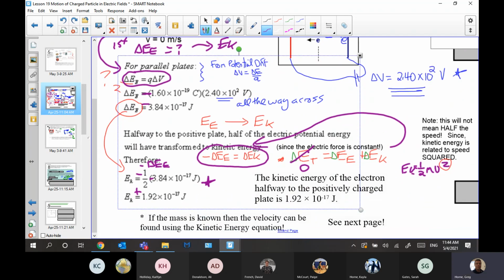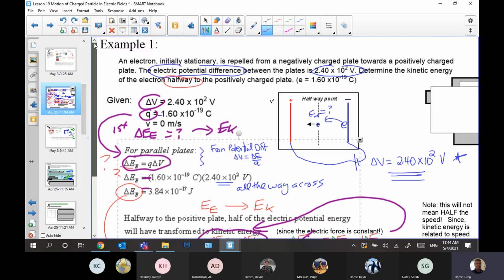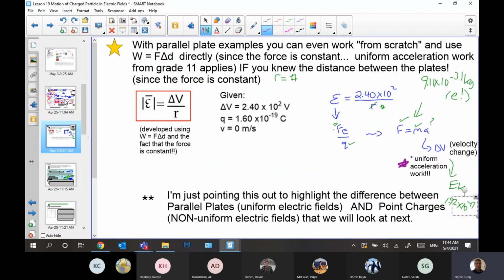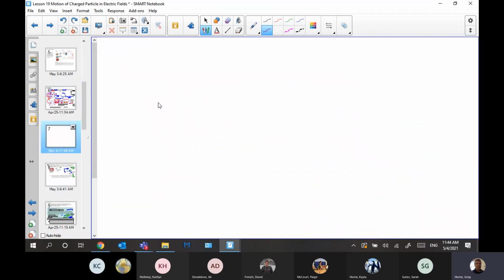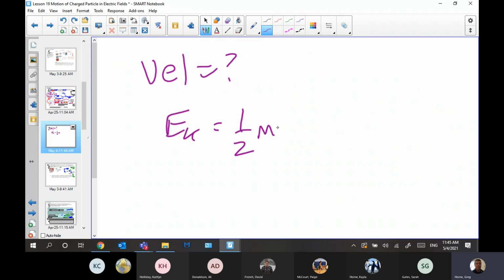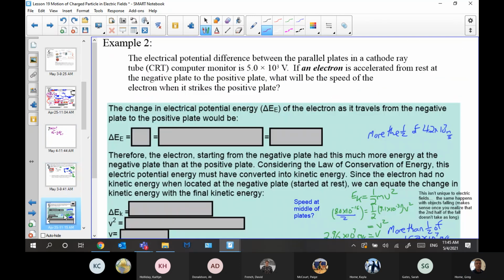I don't know if we actually calculate the velocity ever. Does it say to get the velocity? Oh no, it just says determine the kinetic energy. If we did want velocity, if it was asked for, of course, we'd use EK equals 1/2 mv squared. And again, the mass is known, the kinetic energy is known, so of course we'd get the velocity. I think I do that in the next question.